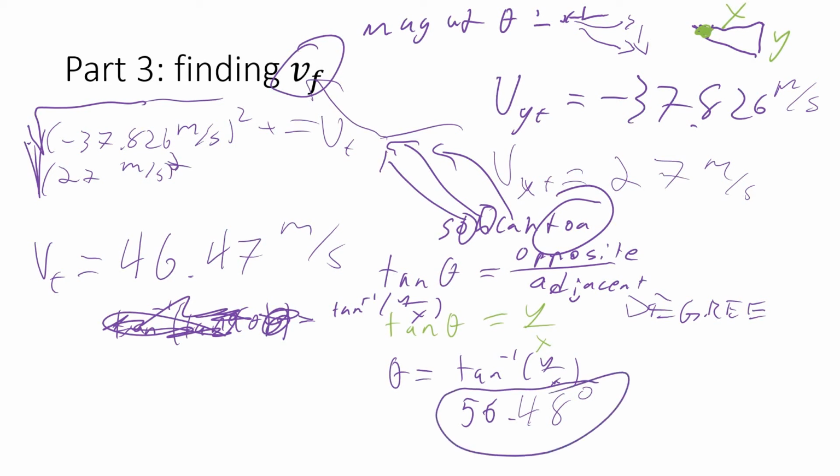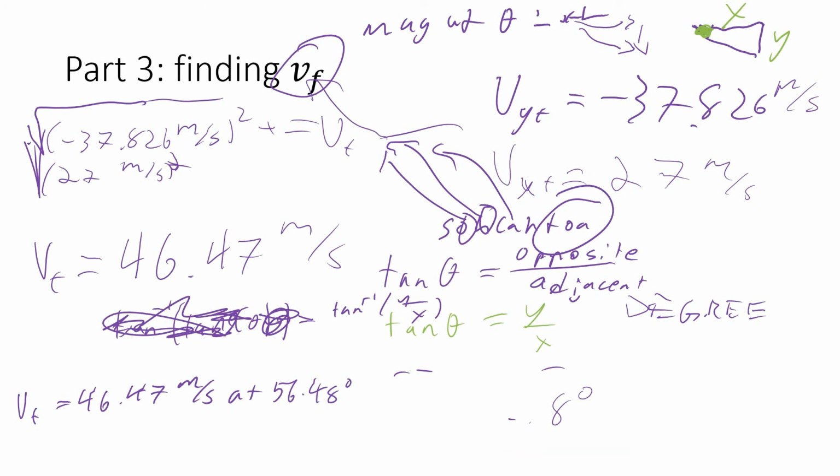Okay, so now we have 2 out of the 3 parts. We have that velocity f equals 46.47 meters per second at 56.48 degrees, but we still have one more part. We don't know, sorry, erasing is kind of hard. We need to write out where the degrees are, because it's not this. We need to write it out with cardinal directions.